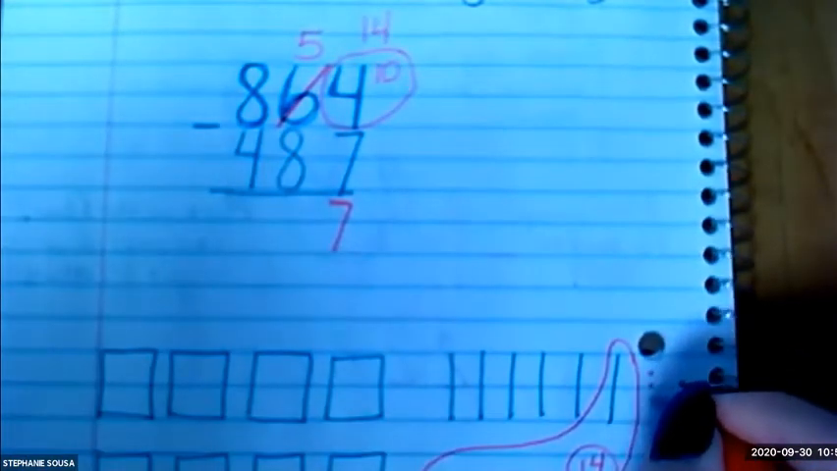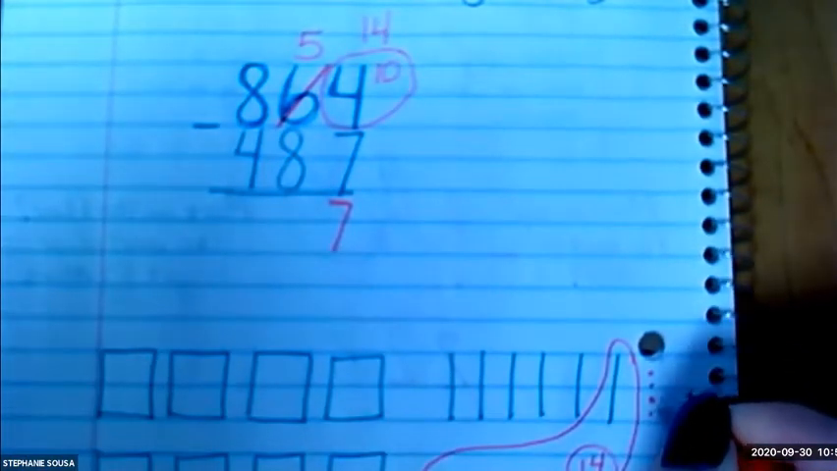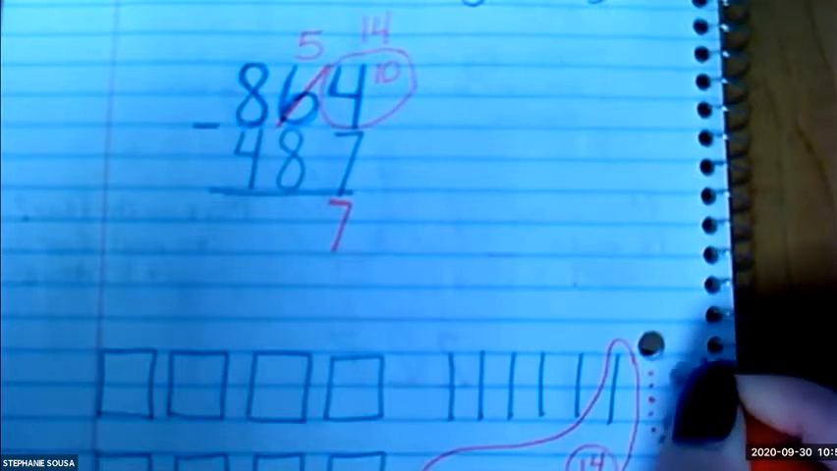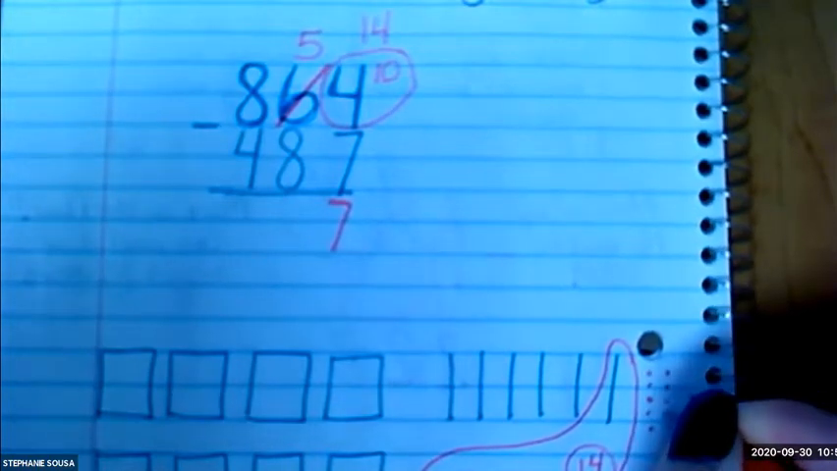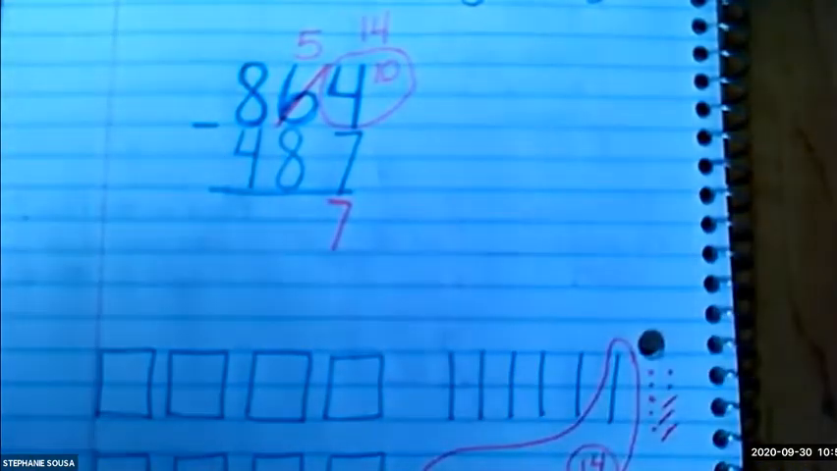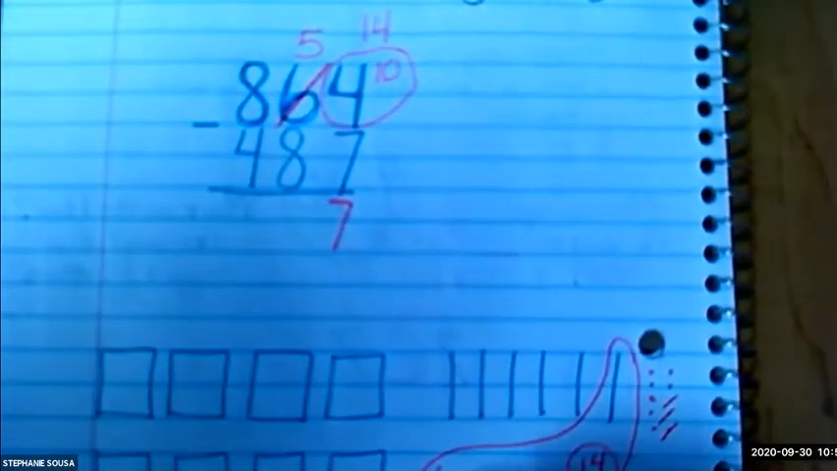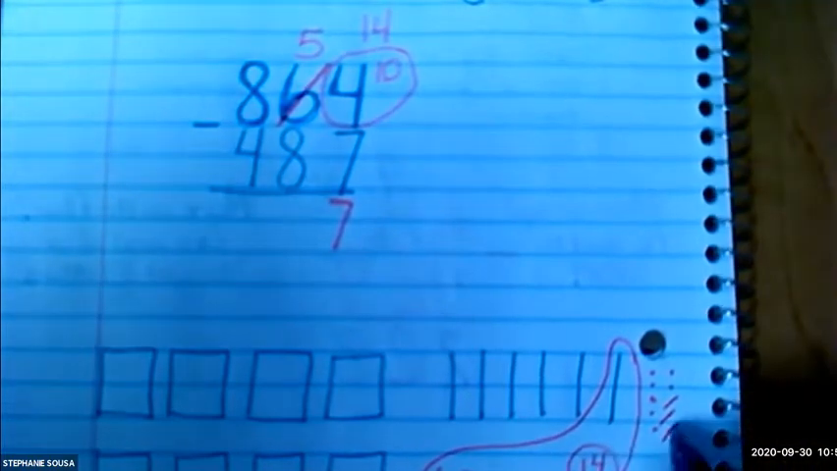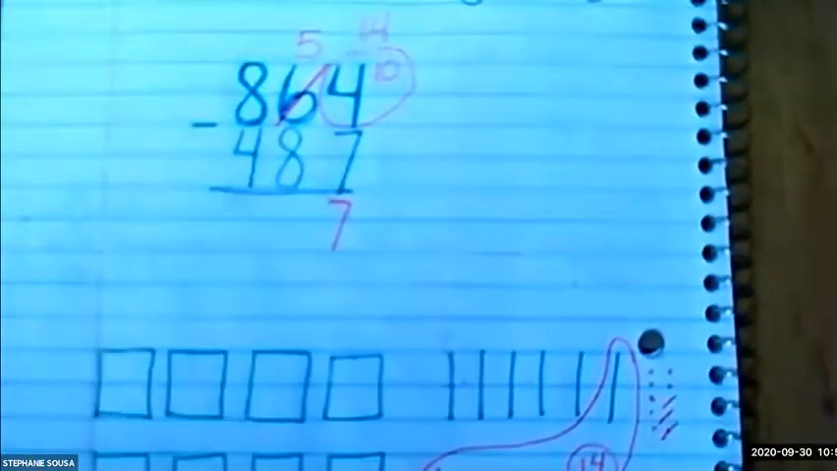If I needed to, I could draw 10 ones right here. If my brain needed that picture, which is a great strategy, I could draw those and then cross out the 3 more that I need. So now I've crossed out 7 total. 1, 2, 3, 4, 5, 6, 7, and that shows me that there are 7 left. Okay?